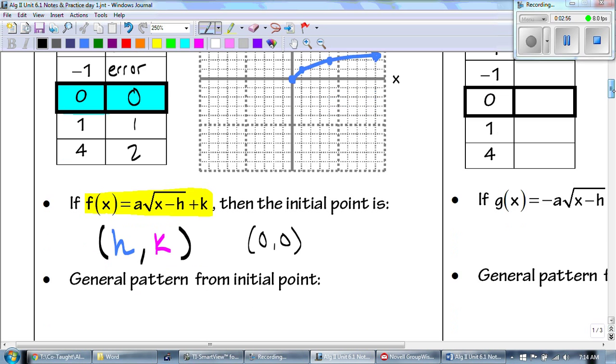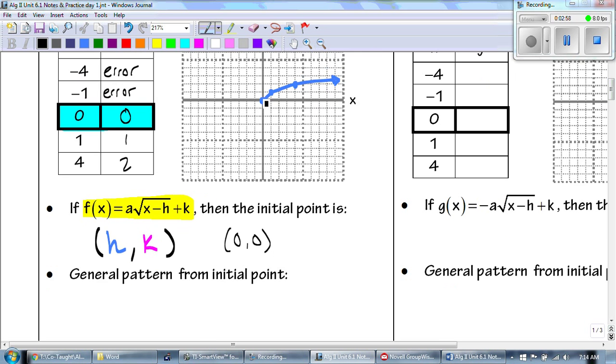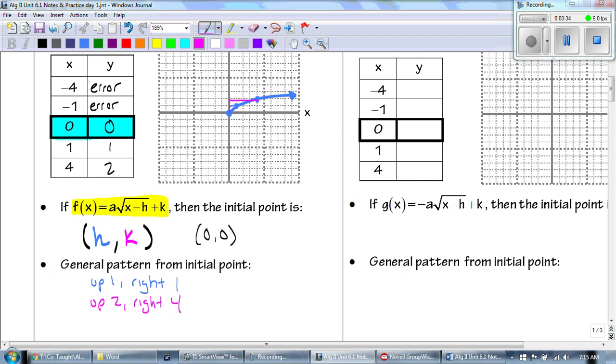So the general pattern, how I got from 0, 0 to 1, 1: the first step that we did is we went up 1, right 1 to get to that first point. Now to get to my second point, I went up 2, and then I went right 4. So up 1, right 1, and then up 2, right 4.